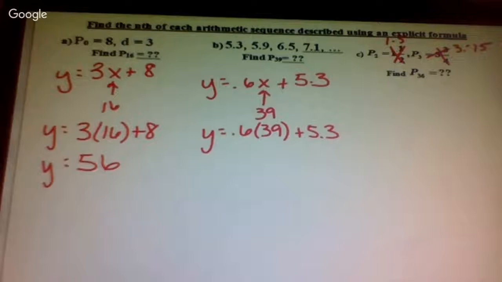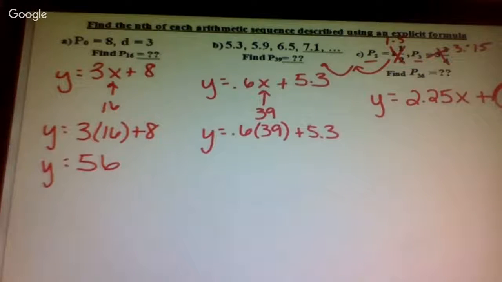Okay. One thing. These are side by side, p sub 2 and p sub 3. So I can find out what I'm adding. What am I adding to go from 1.5 to 3.75? 2.25. What we don't know is our initial value. You've got 2 ways to do this. I can subtract my 2.25 to go backwards to 1, and then subtract it again to go backwards to 0.